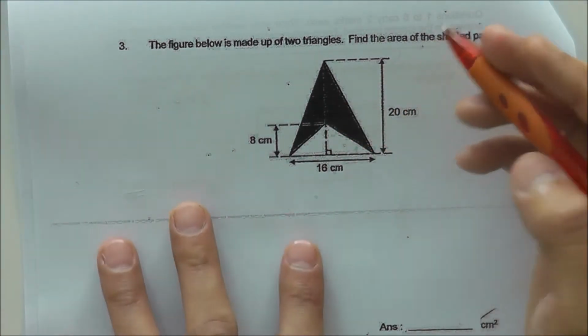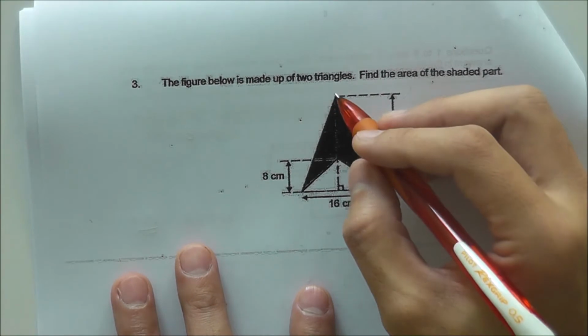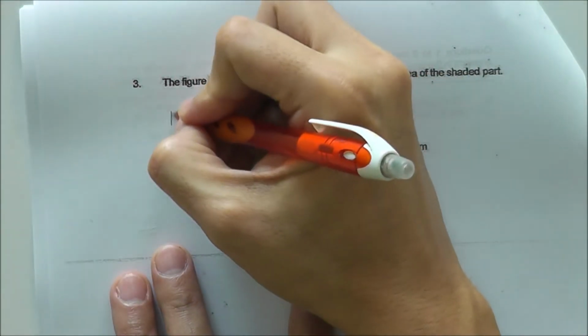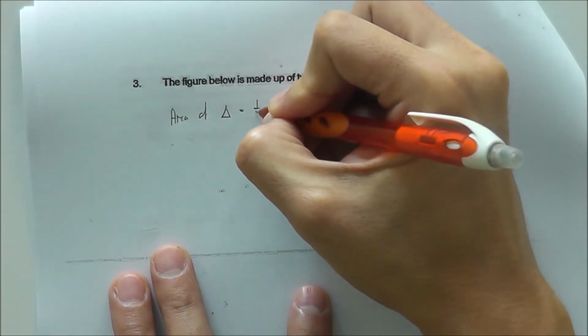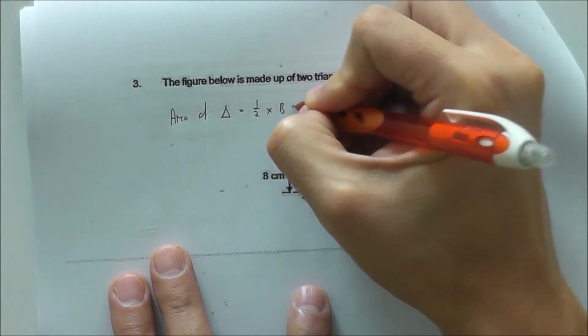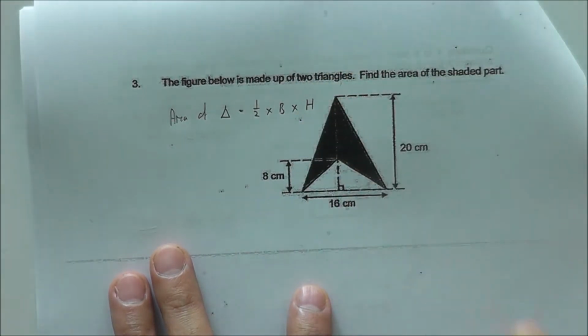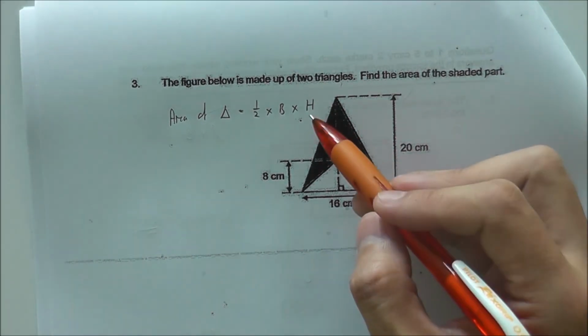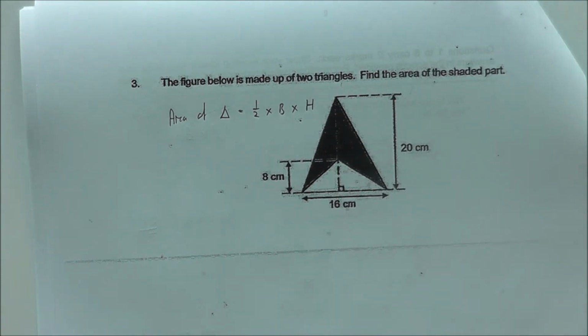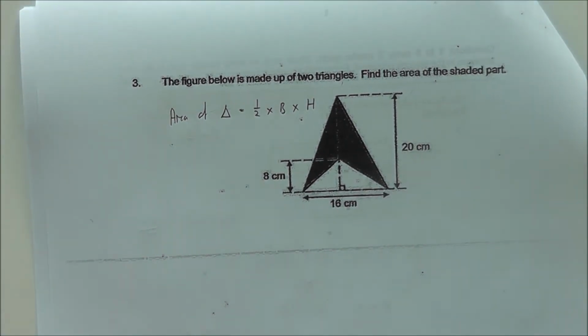So guys, let's do a quick recap. To find the area of a triangle, the area of a triangle is half times base times the perpendicular height. So what do I mean by the perpendicular height? It means that the height and the base must form a T shape. Okay, so I'll show you how to see the height.